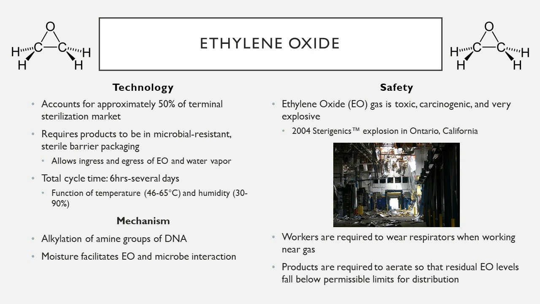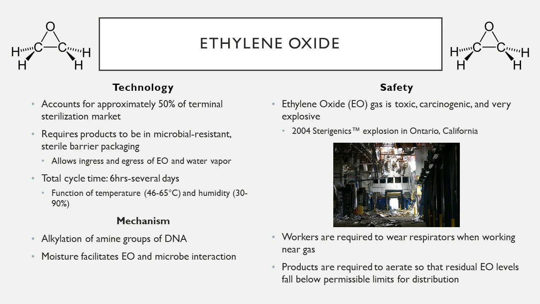The process is rather long. It could take anywhere from 6 hours to several days, and it operates at a range of temperatures much higher than room temperature, anywhere from 46 to 65 degrees Celsius, and also notably a high amount of humidity, which is going to come into play when we talk about the hydrolysis of certain polymeric biomaterial devices. The humidity can be anywhere from 30% to even up to 90%.